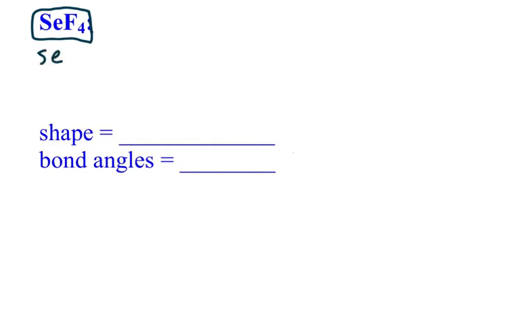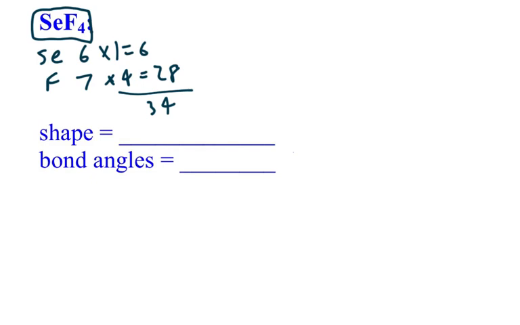So selenium and fluorine. We go to the periodic table. Selenium has 6 valence. Fluorine has 7. There's 1 selenium here. There are 4 fluorines. So when you multiply by 4, you get 28. Add the 6, you get 34. And that's your total number of valence electrons, or your magic number.